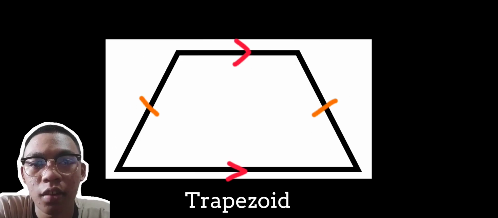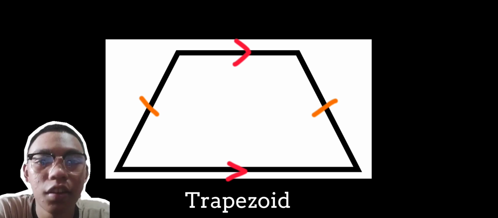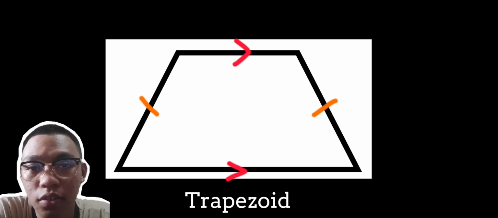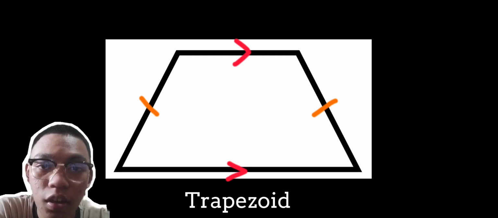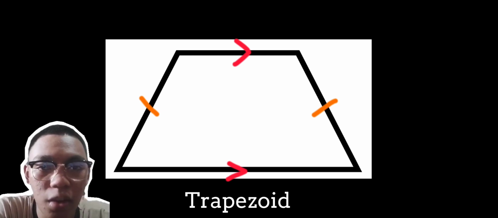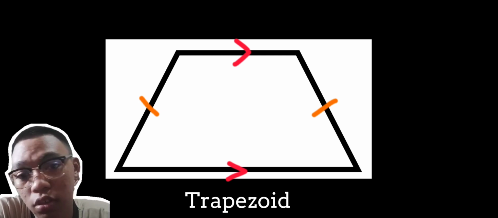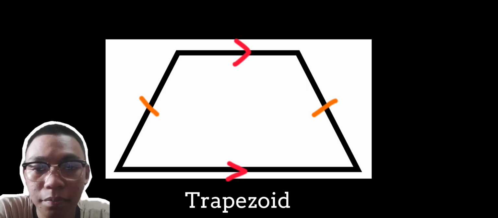Another example of a four-sided polygon is a trapezoid. So this right here is a trapezoid. These two lines are parallel to each other, and if it's an isosceles trapezoid, then these two sides are congruent to each other.